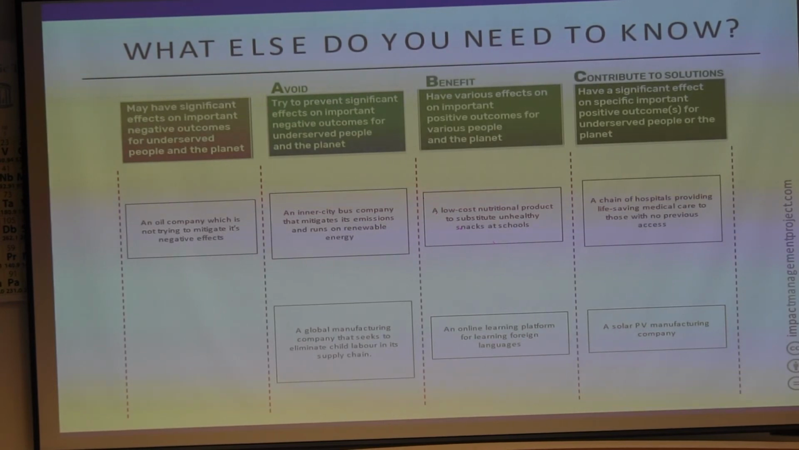A benefit, so having various effects on and outcomes with people, a low-cost nutritional product that substitutes unhealthy snacks for students might be a benefit for people and for planet. An online learning platform for learning foreign languages may also have a benefit. And then contributing to solutions, so the hospital providing medical care to those with no previous access. So here's where you're constructing a product or service that's reaching that underserved population that doesn't currently have access to the current market. A solar PV manufacturing company might be another example where their product, again, is specifically designed to have an environmental impact. So really the difference between B and C is whether or not your core product or your core service is designed to be the impact in and of itself or not. Does that make sense?